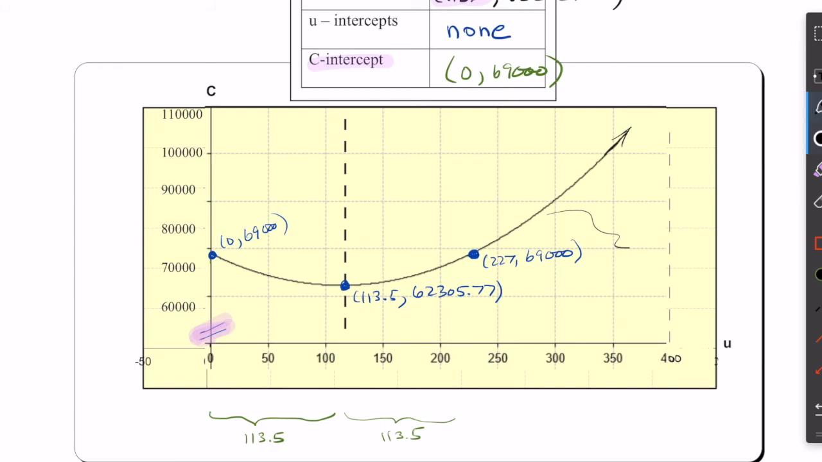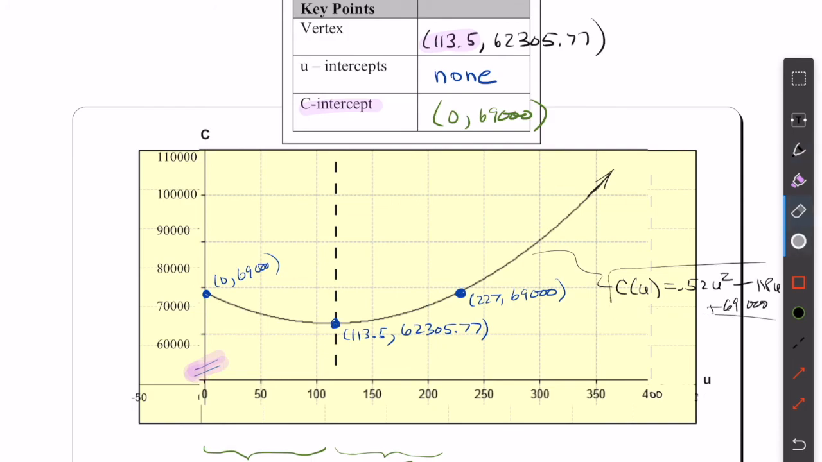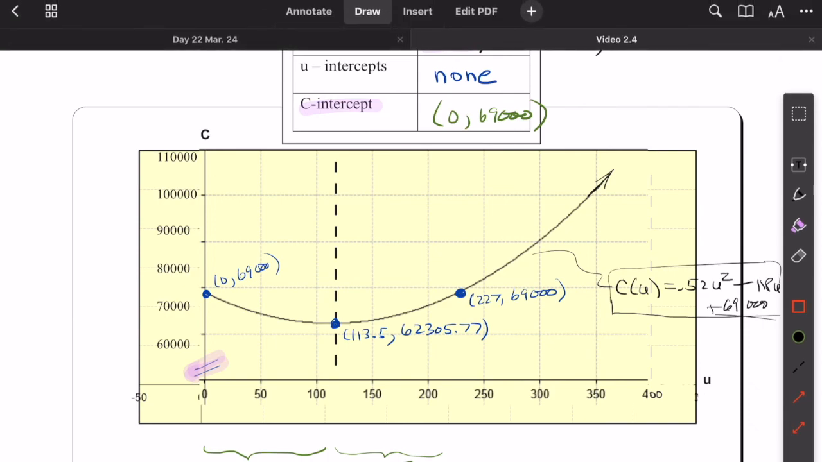So there you have a pretty good looking graph of your function 0.52u squared minus 118u plus 69,000. And now we can use this graph to do the review problems that follow. So again, please refer to your PDF notes for the complete solutions to the review problems that follow. So this section shows you how to use the vertex formula to find the vertex and get a good looking graph of a quadratic function.